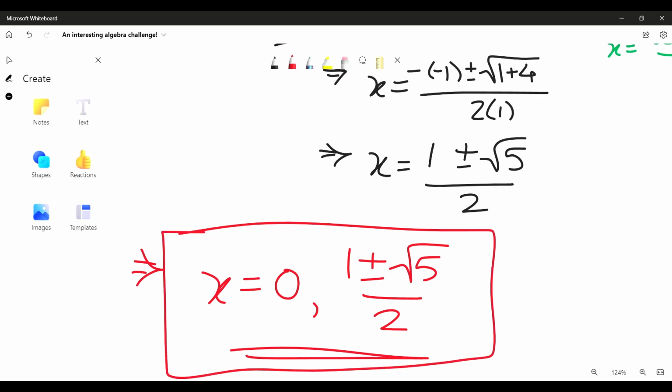So thank you for watching. I hope you enjoyed. I really enjoy this problem because it again displays the power of factorization and how it can make seemingly difficult problems with surds very simple.